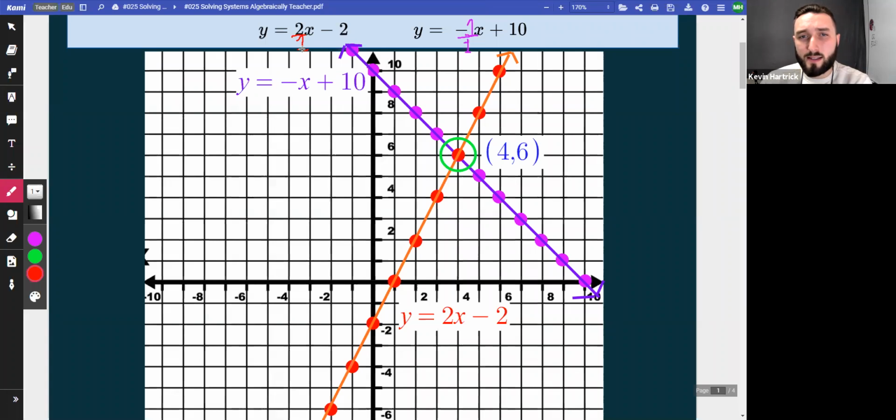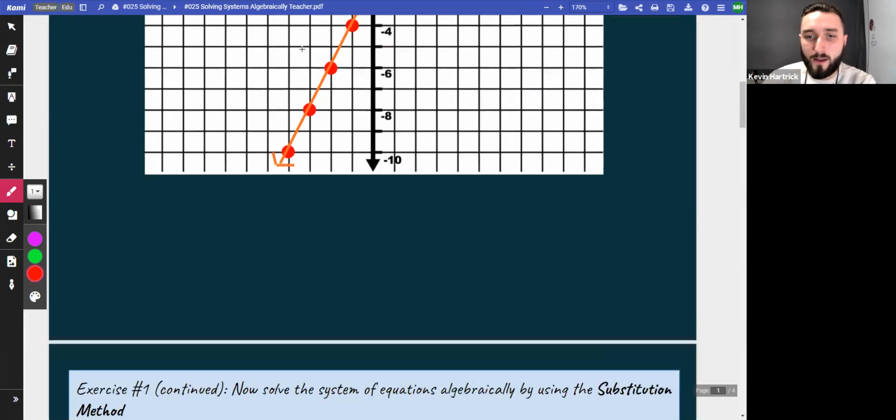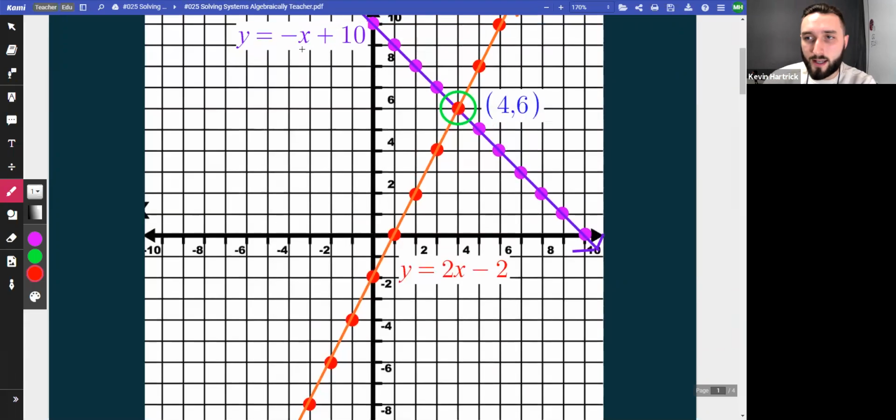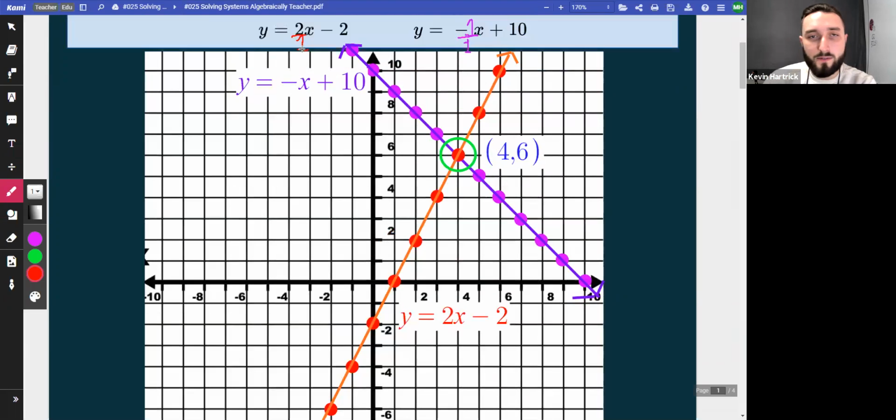Now, what we're going to do in this lesson is see how, just like you can find slope algebraically using the slope formula, we can find the solution to a system of equations using algebra if you're not given a graph. So we're going to take these same two equations for exercise number 1 continued, and solve the system of equations algebraically using the substitution method. I'll tell you what that means in a second, but we should be getting this answer 4, 6. So we should get our x to be 4 and our y to be 6.